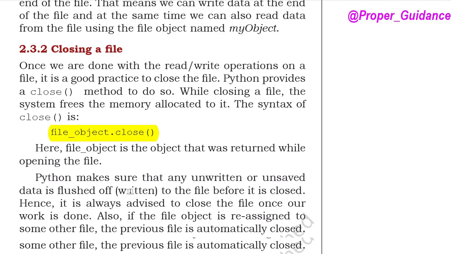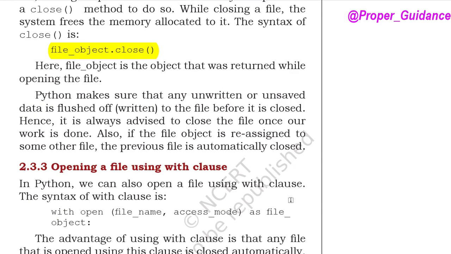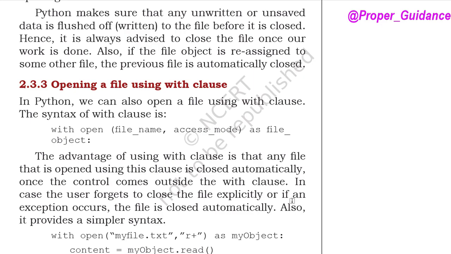And the syntax is here. Here fileObject is the object that was returned while opening the file. Python makes sure that any unwritten or unsaved data is flushed to the file before it is closed. Hence, it is always advised to close the file once our work is done. Also, if the file object is reassigned to some other file, the previous file is automatically closed. Thereafter, opening a file using the with clause.